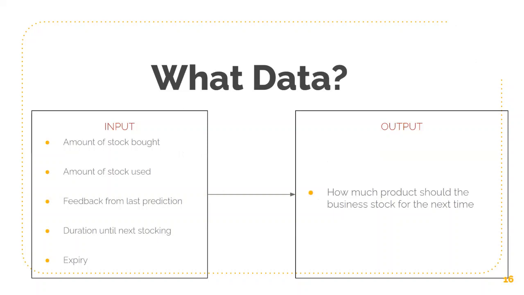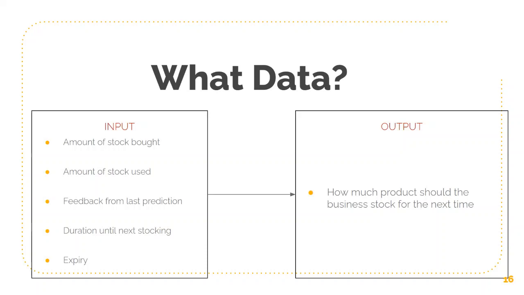So what data are we actually taking and exporting? In order to process most efficiently in the machine learning, we would like to consider the amount of stock we bought, the amount of stock actually used, so the consumption can be worked out, and the feedback from the last prediction, so the machine learning can improve itself. Then the duration from each stocking occasion. For example, if you stock weekly, you start stocking on Monday, and then you have 7 days until the next stocking occasion, and the expiry date of the product, so the shelf life of a product can be predicted.